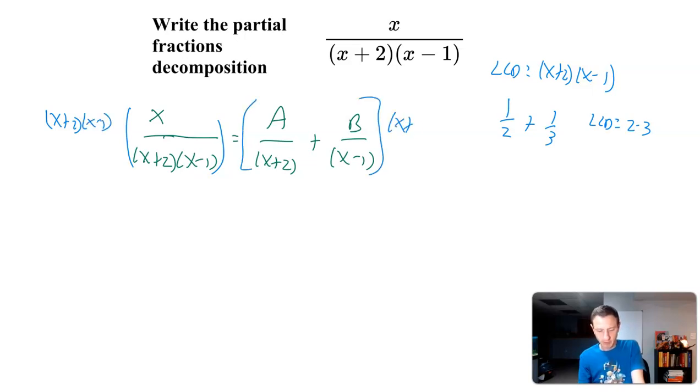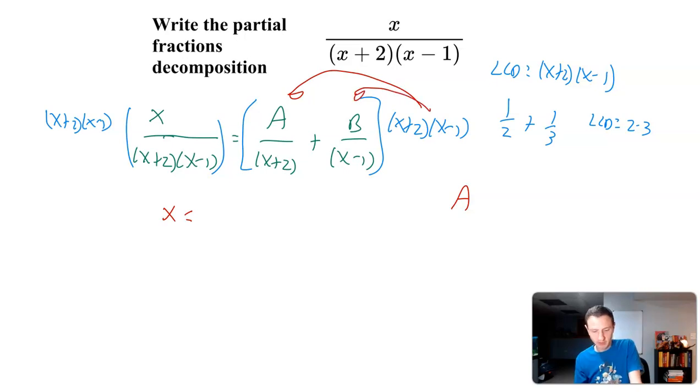So on this side, the same thing, (x plus 2) times (x minus 1). On the left side, these are just going to drop out, leaving me with just x. And then over here, we have to be careful. So we have (x plus 2) times (x minus 1) times A over x plus 2, and then we have B over x minus 1 times (x plus 2) times (x minus 1). Just working this off to the side, for that first factor, this is A over x plus 2 times (x plus 2) times (x minus 1). So in that first term, for the A term, the x plus 2's cancel, leaving me with A times (x minus 1).